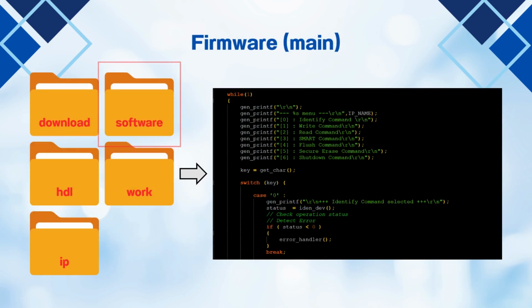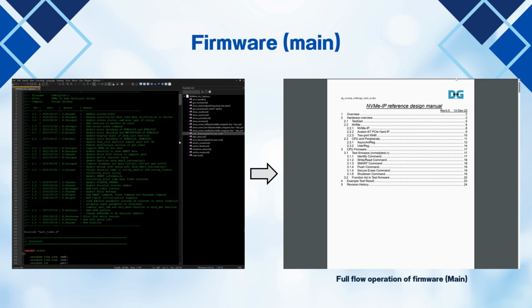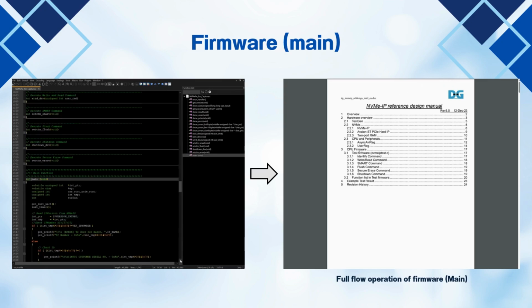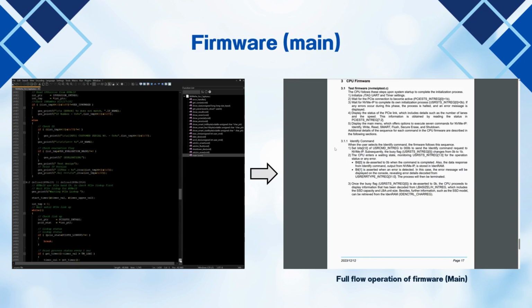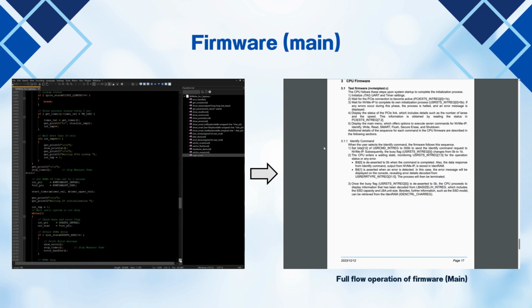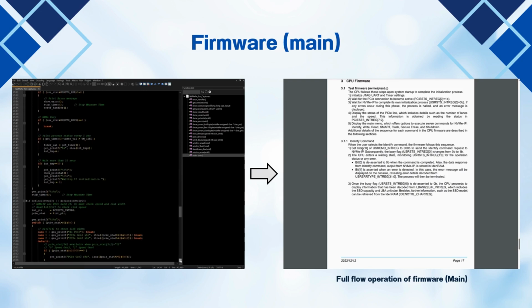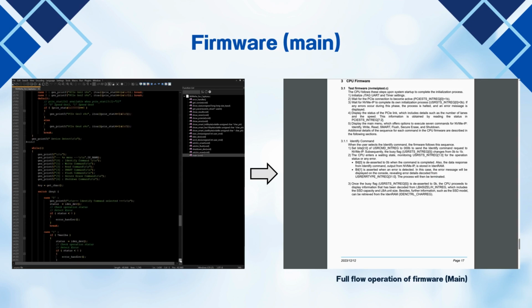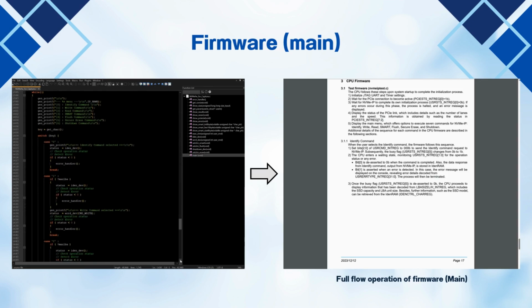Now let's take a look at the software folder. In this folder, you will find the firmware code that we provide, already integrated into the reference design. On the left, we have the firmware source code, and on the right, we have the documentation that explains its operation. This main function is where the key operation of the firmware takes place. The document provides a detailed breakdown of each step, ensuring you understand how it interacts with the NVMe IP.